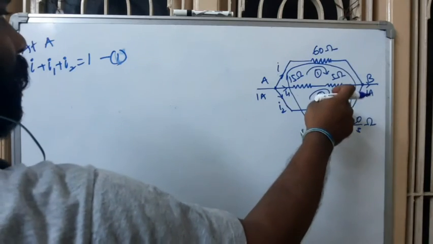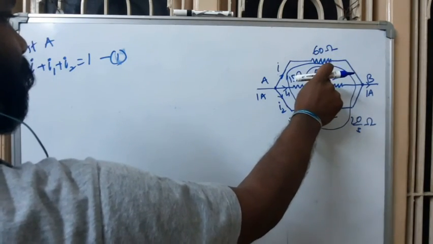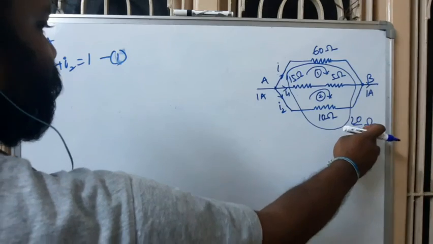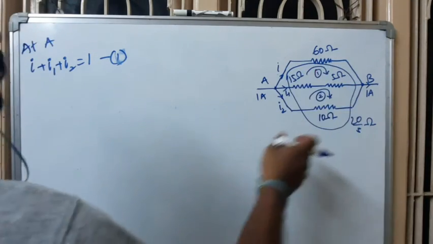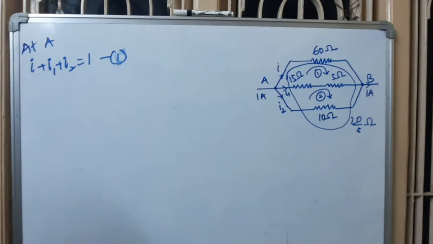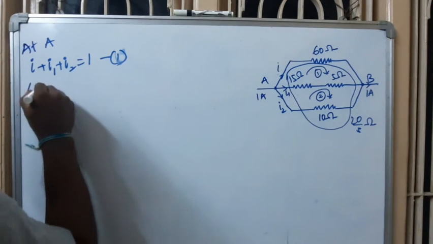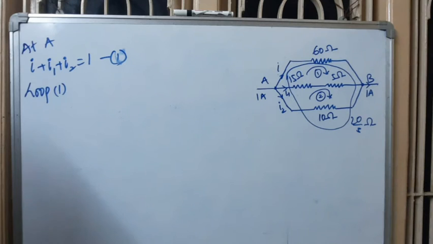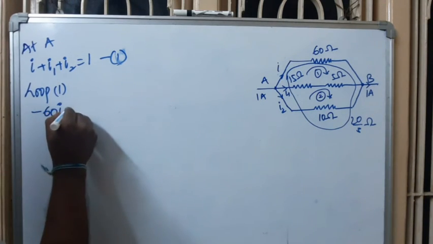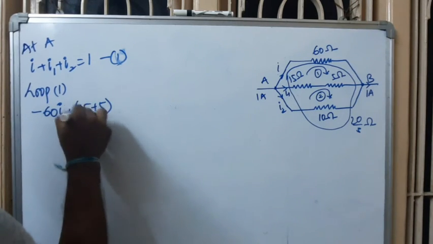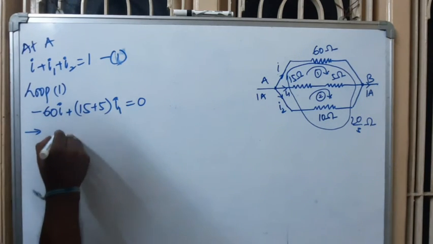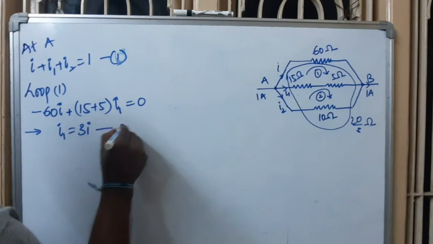Now in this circuit we can make two loops. This is loop 1 and this is loop 2, and here I have drawn a line. If you solve this part, you will get 20 by 3 ohms, which is for the shortcut we will do afterwards. Now we will consider each loop and apply the loop rule. Take loop 1, only this part. According to that, 60i plus 15 plus 5i1 is equal to 0. If you solve this, you will get i1 is equal to 3i. This will be equation 2.